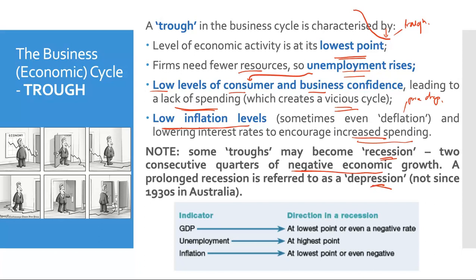What will you see in a trough? GDP is at its lowest point. It could even be negative. And if we have 2 of them, that could equal a recession. Unemployment is at its highest point, and inflation is at its lowest point. It might even be negative if we have deflation. That might be occurring if we have a recession.